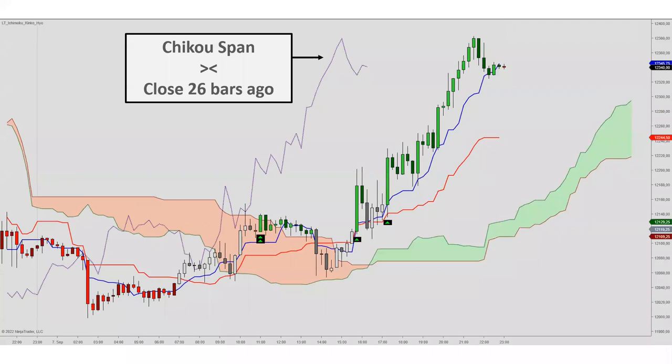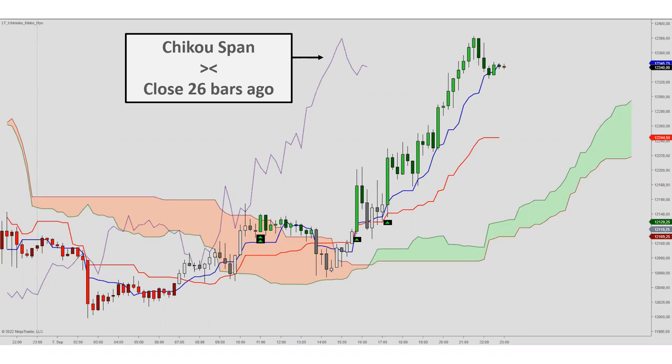So finally, we have the Chikou span line. This is simply the close displaced back 26 bars. So it's a momentum filter. And the rule is pretty simple. The Chikou span has to be on your side. So if you take a long position, the Chikou span has to be above where price was 26 bars ago.